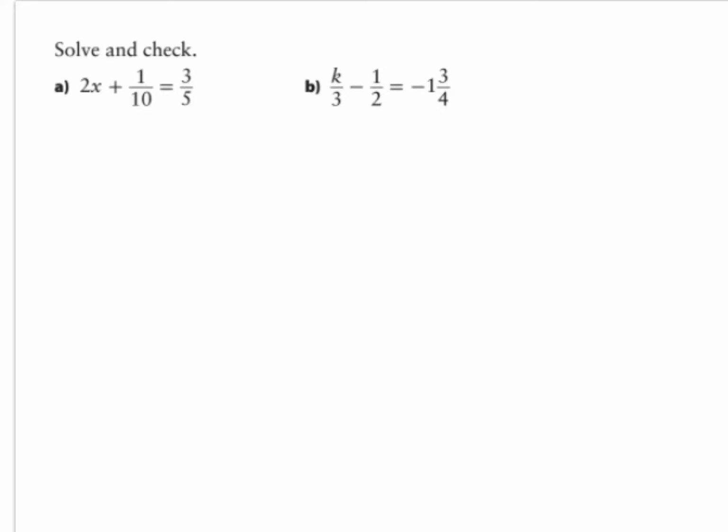Okay, we've got some two-step equations here. We have two different ones. We've got one with our variable x times 2, so 2x plus 1/10 equals 3/5. And we also have k over 3 minus 1/2 equals negative 1 3/4. So I told you guys that we were going to be dealing with two-step equations with fractions. So here we've got some. And of course now, because you're in grade 9, things can get a little bit crazy with our negatives.